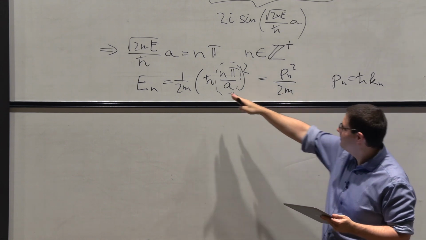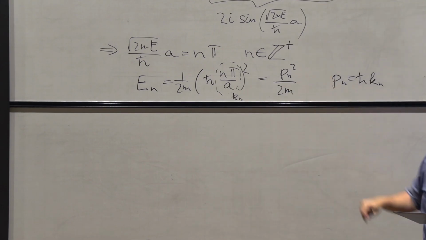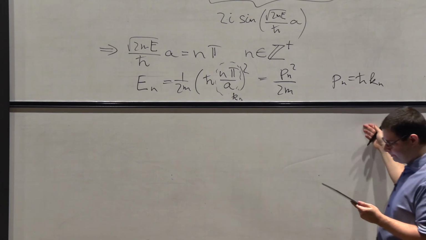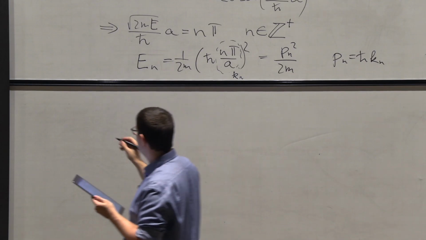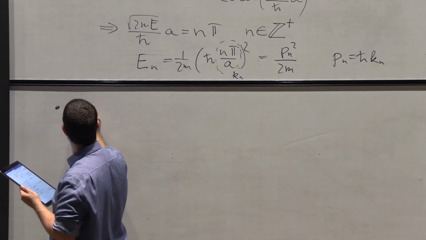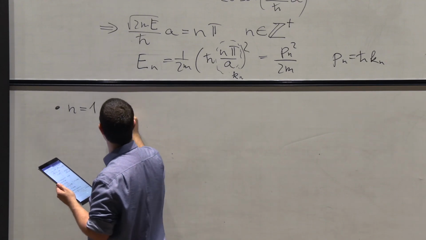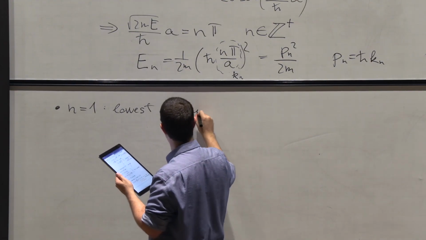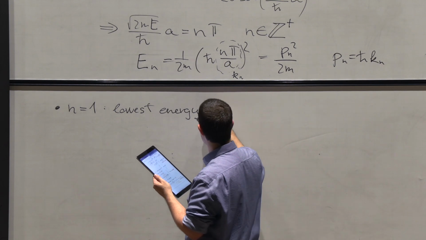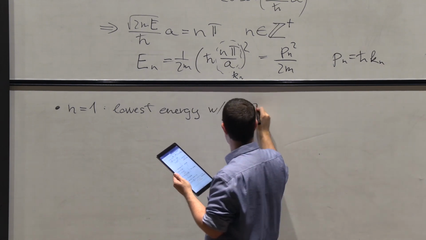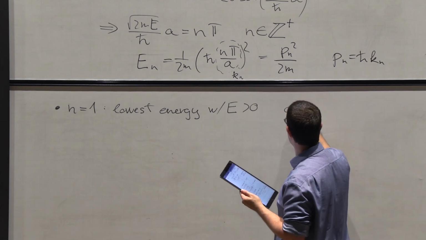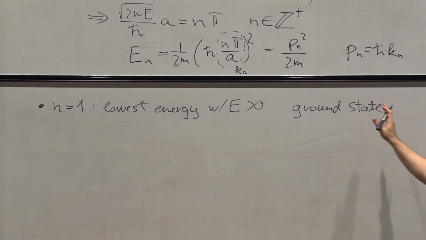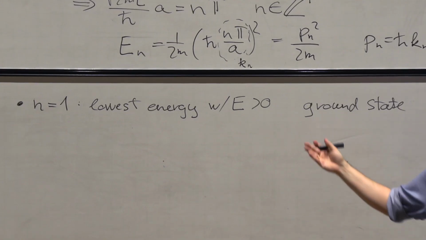But if you don't care about this, then this is just the formula. You can just do the square, simplify it however you want. Okay. So for n equals 1, we get the lowest energy stationary state with energy greater than 0 at least, and we will call this the ground state of the system. Again, this is just the stationary state for which the energy is the smallest.